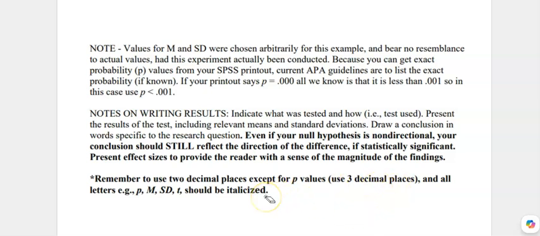Okay. So this is one concrete example of how you can proceed with the inferential statistical analysis from the hypothesis until the end.